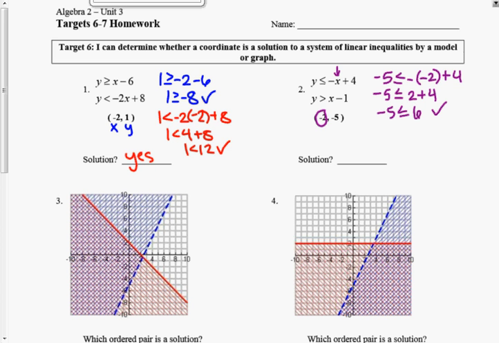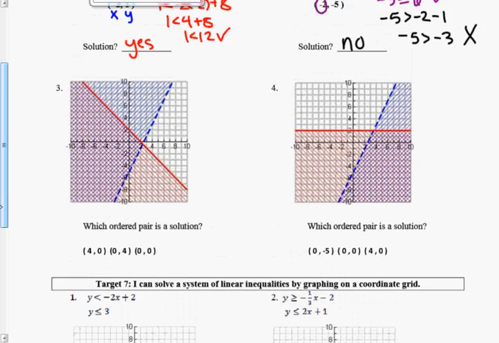That is true. Again, we need to try it in our second inequality. In our second inequality, is -5 greater than -2 minus 1? -5 is then greater than -3. That is not true because -5 is less than -3. So -2, -5 is not a solution.